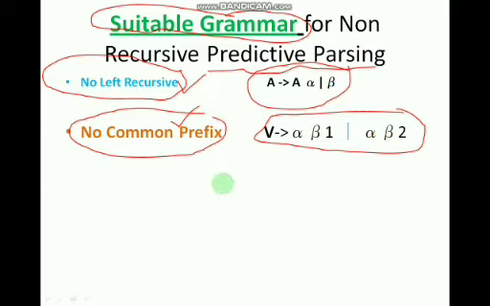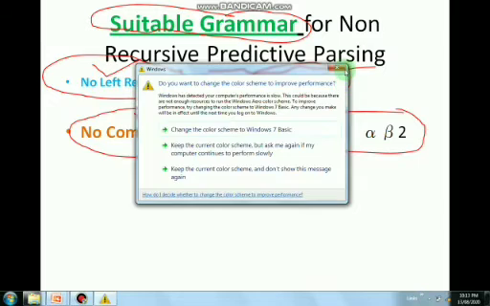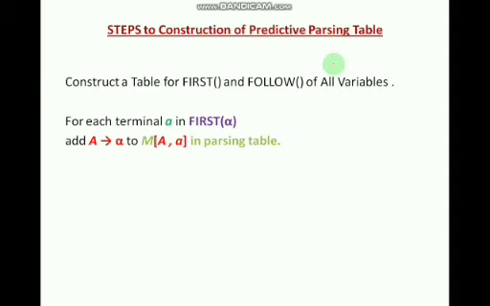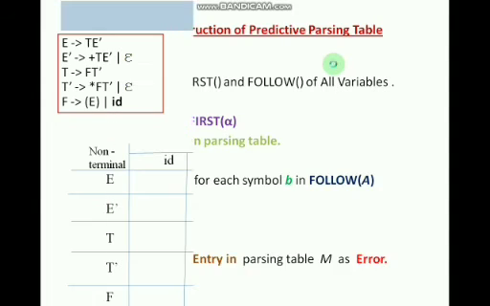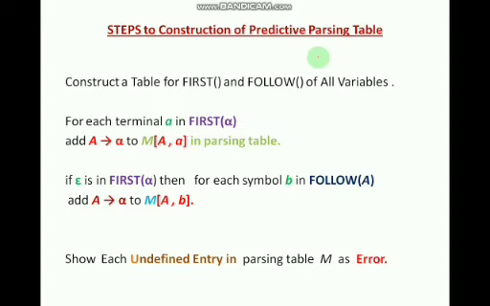I have already discussed in my previous videos how to eliminate left recursion and how to do left factoring, so please watch those videos. Now see how to construct its parsing table. We will follow these steps in order to construct its parsing table. First of all, you need to construct a table for calculating first and follow of all variables.